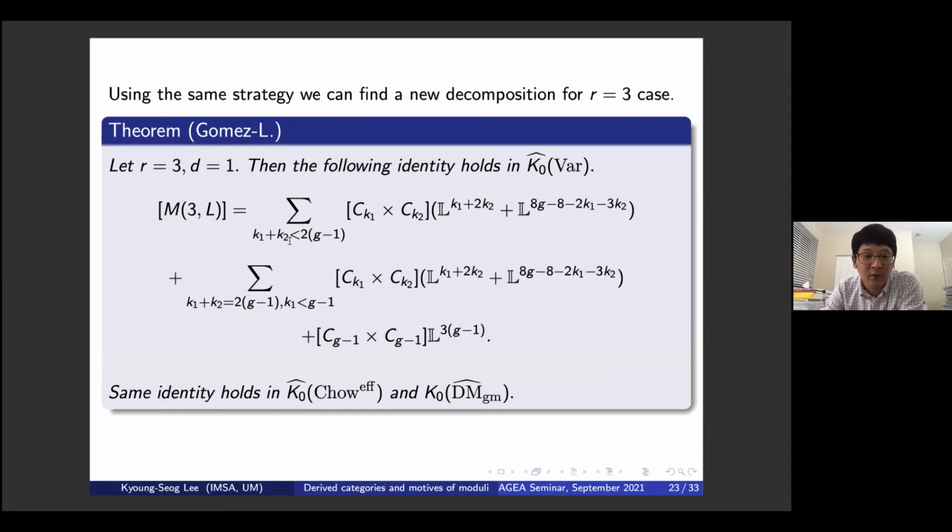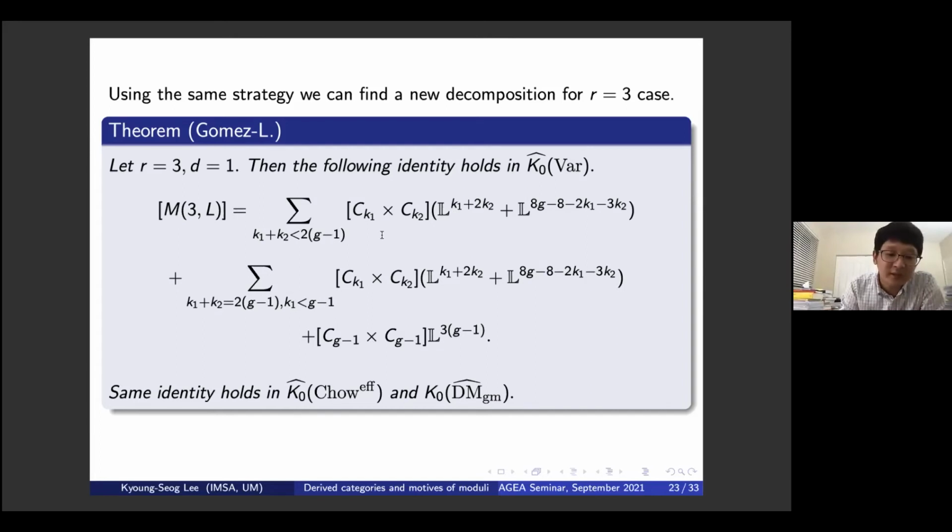Gomez and myself proved that when the rank is 3 and the degree is 1, and degree 2 is the same because it is just dual, the class of the moduli space of vector bundles can be decomposed in this way. There are some copies of the K1 symmetric product of the curve times the K2 symmetric product of the curve, and there is this type of motivic decomposition. The formula is a little complicated, but anyway, one can obtain it.